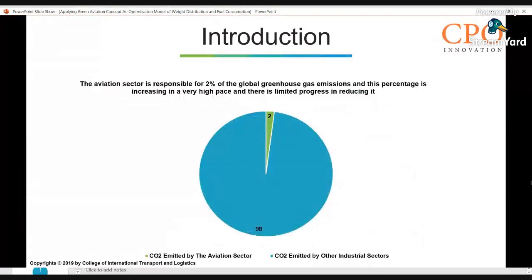According to the World Resources Institute, the aviation sector is responsible for about 2% of the global greenhouse gas emissions. The percentage is increasing at a very high pace, just as the size of this sector, and there is limited progress in reducing it. So here we are, and that's why we are discussing this specific topic today.